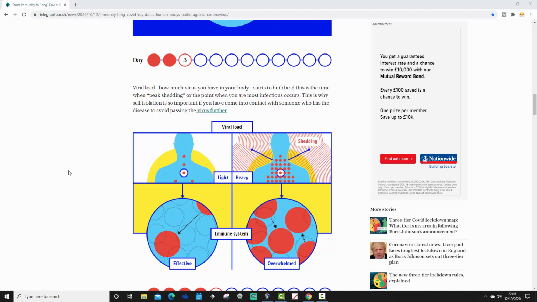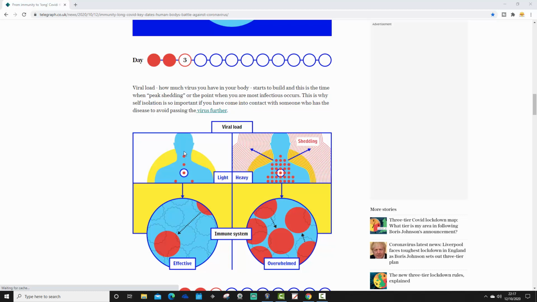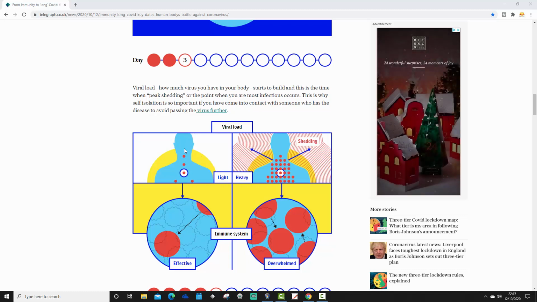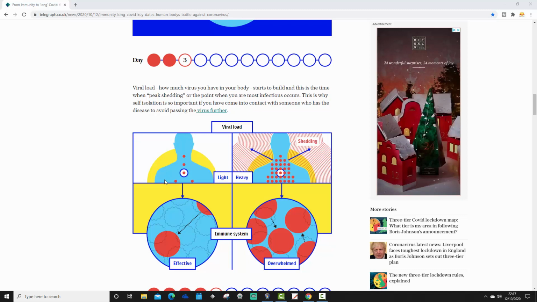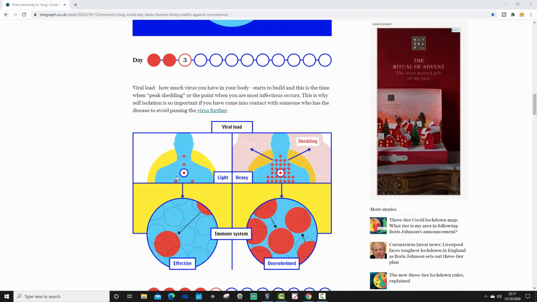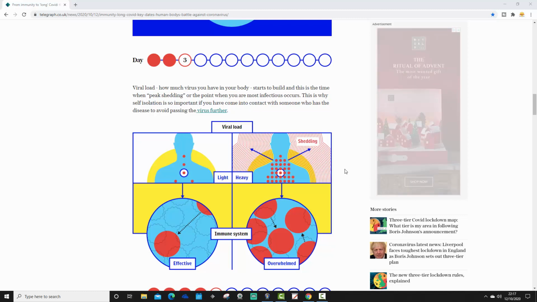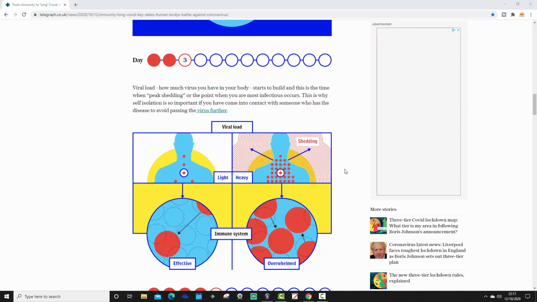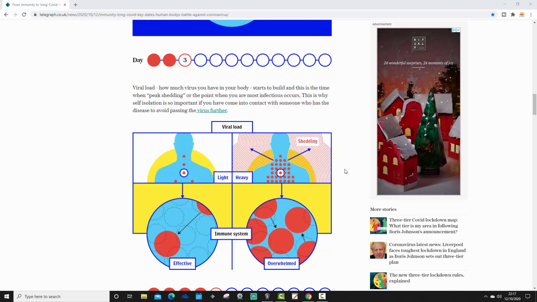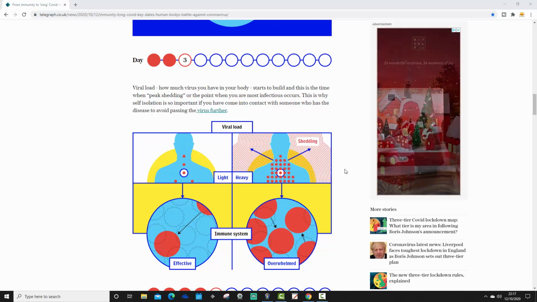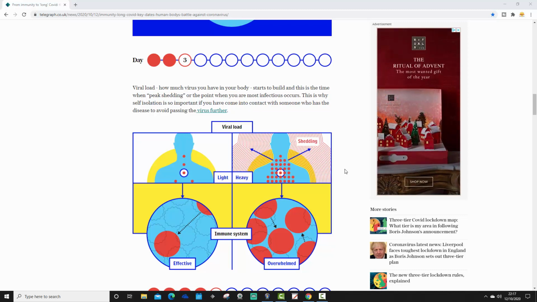Nice little explanation here that if you have a light viral load, then you are less likely to transmit the disease. There won't be as much virus to transmit. But if you have a heavy viral load, if you have a lot of virus multiplying in your throat and upper airway, then you are likely to start really shedding that virus, and it'll start spreading very, very rapidly to other people. I suppose that's where the so-called super spreaders come from.